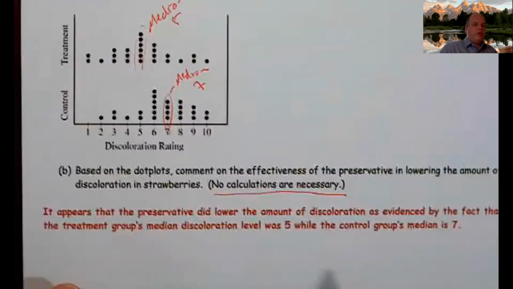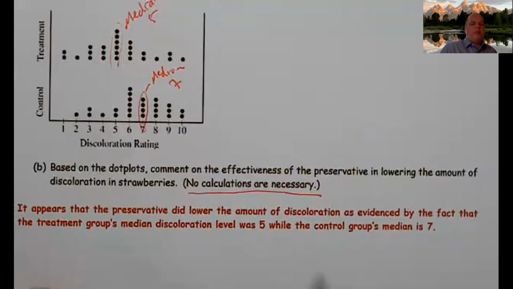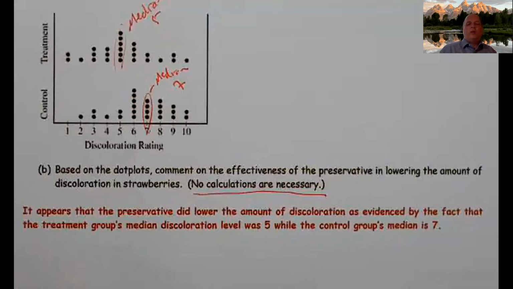So, short answer. It appears that the preservative did lower the amount of discoloration. We answered the question, and we have to give a reason why. We need to give a justification. Even though they didn't say it, you have to give the justification. It appears the preservative did lower the amount of discoloration, as evidenced by the fact that the treatment group's median discoloration level was 5, while the control group's median is 7.